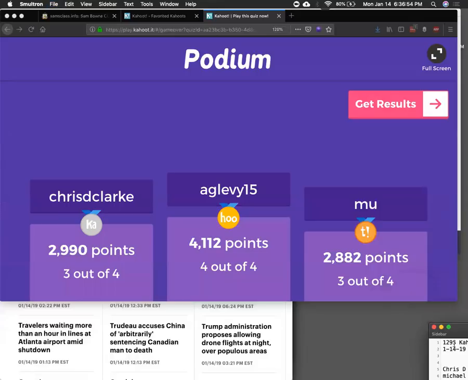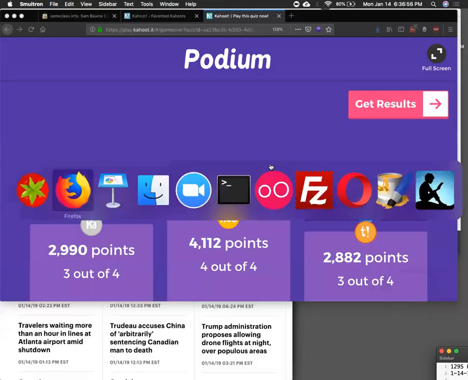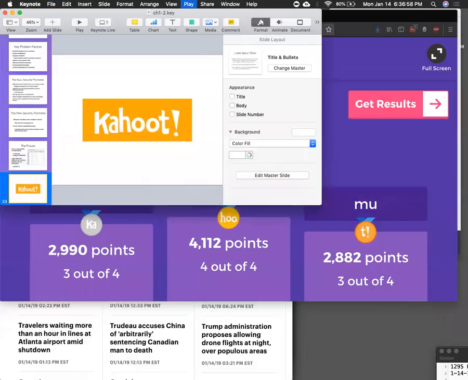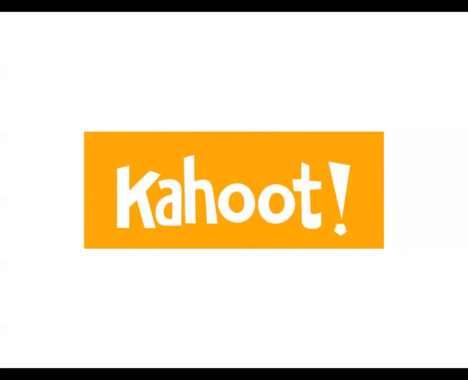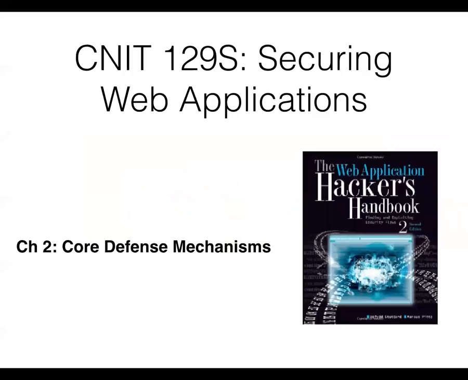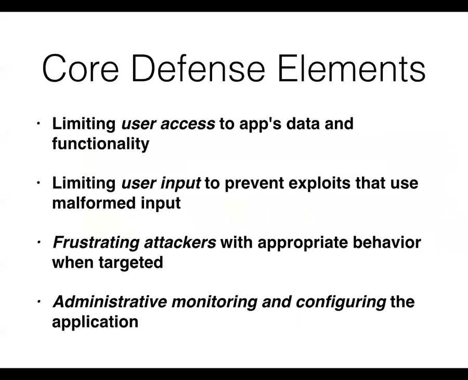There, that'll do. All right, so let's go back to the slides a bit, and then I'm going to demonstrate stuff. I may not finish chapter 2 tonight, we'll see. All right, so we'll talk about defense mechanisms. You want to limit what users can do, and you want to scrub user input to catch malicious stuff. The idea here is to frustrate attackers and to have some degree of administrative monitoring.